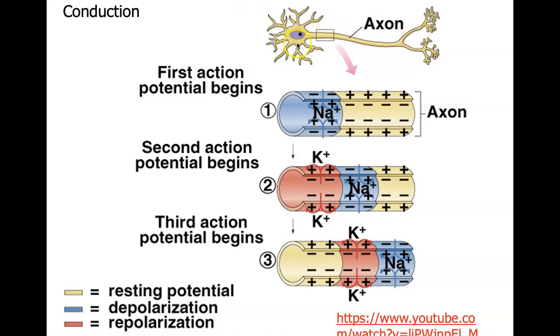Now, as it's traveling down the axon, what you really have is a tiny action potential here, and then next door here, and then next door here. And so you have those sodium channels opening, and then they open on the next piece, and then they open on the next piece of membrane. Okay? And this pushes the action potential from the cell body down to the end of the axons, the axon terminals.